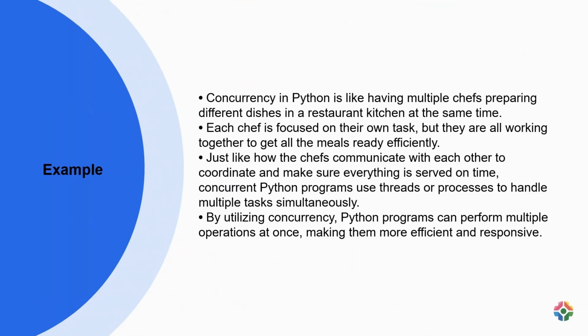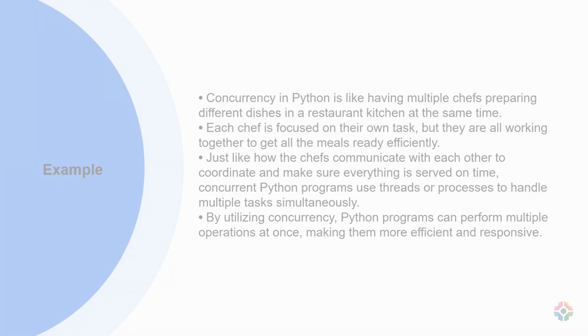Concurrency in Python is like having multiple chefs preparing different dishes in a restaurant kitchen at the same time. Each chef is focused on their own task, but they are all working together to get all the meals ready efficiently. Just like how the chefs communicate with each other to coordinate and make sure everything is served on time, concurrent Python programs use threads or processes to handle multiple tasks simultaneously. By utilizing concurrency, Python programs can perform multiple operations at once, making them more efficient and responsive.